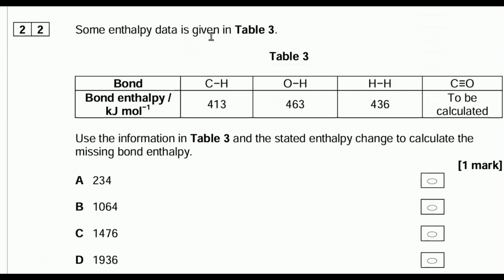Okay, 22. Some enthalpy data is given in table 3 and a bond enthalpy is to be calculated. Use the information in table 3 and the stated enthalpy change to calculate the missing bond enthalpy. That's like back in the old GCSE days. This was a fat 4-mark question. Anyway, you've got to do this in 60 seconds to stay on time.